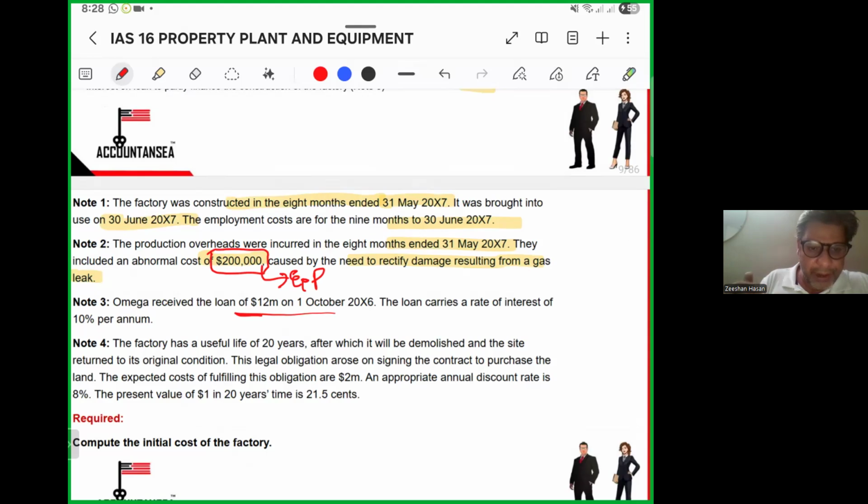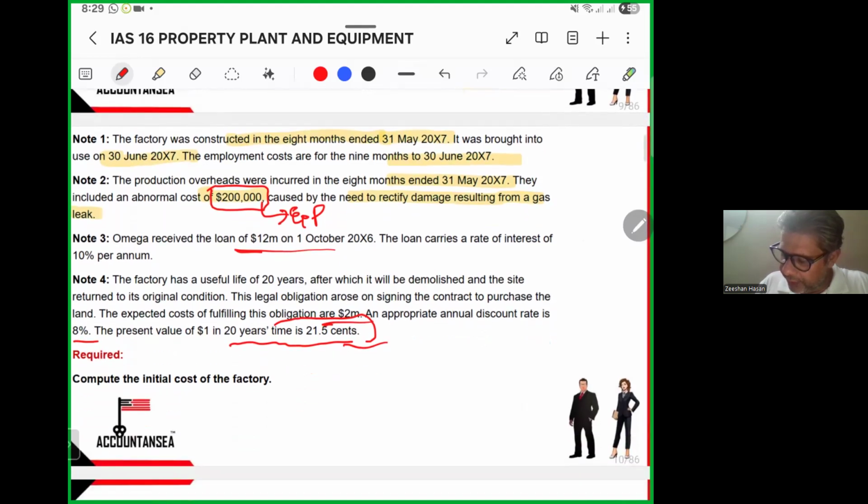The factory has a useful life of 20 years, after which it will be demolished and the site returned to its original condition. The legal obligation arose on signing the contract to purchase the land. The expected cost of fulfilling this obligation is 2 million. An appropriate annual discount rate is 8%. The present value of $1 in 20 years' time is 21.5 cents. Okay, so complete the initial cost of the factory.